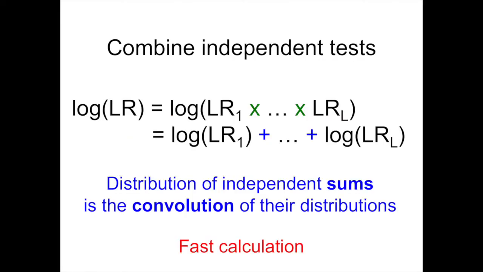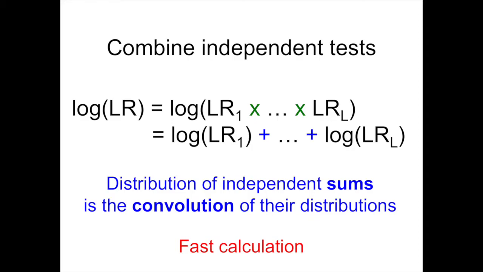But we want to combine independent tests. We want to get the full distribution. The way that can be done is that, by independence, the likelihood ratio is a product of the likelihood ratios of different tests, LR1 times LR2 times LR3. The log of a product is the sum of the logs. So now we have the sum of log LRs. But importantly for probability distributions, the distribution of independent sums is the convolution of their distributions. That, again, can be done in a computer in a few milliseconds.